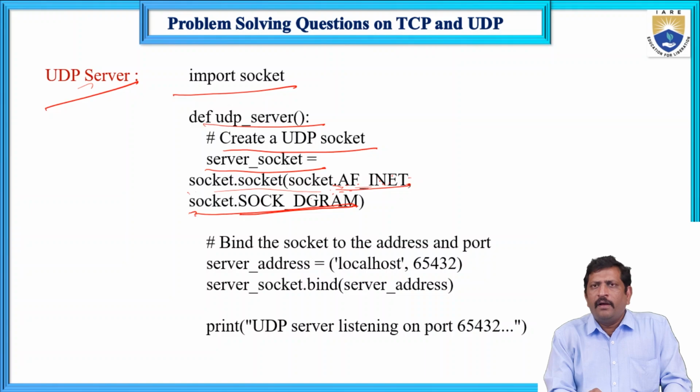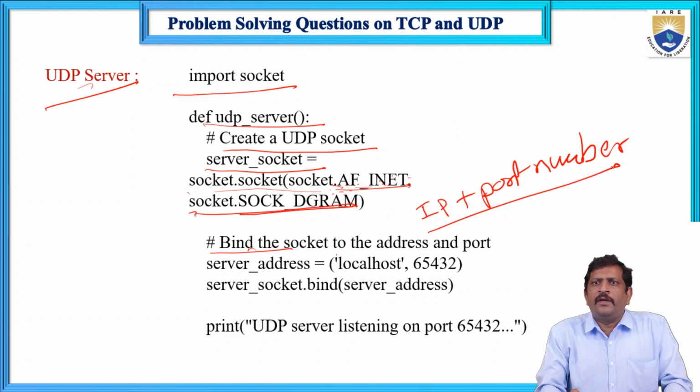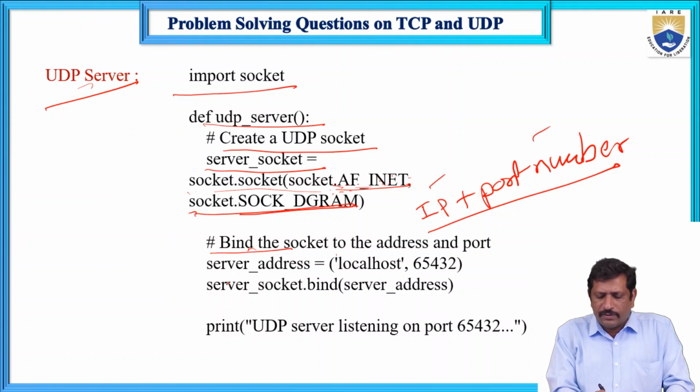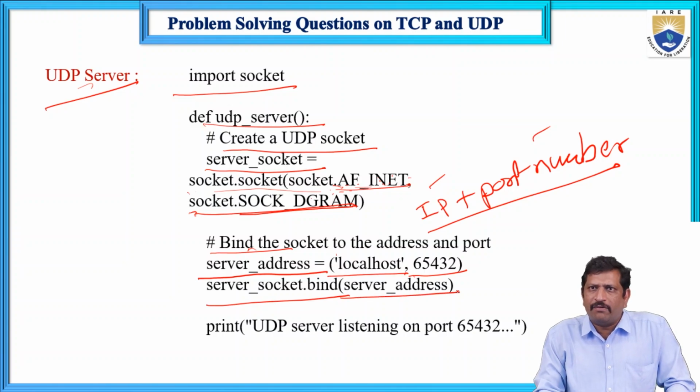After creating the socket at the server side, what we are doing is binding the socket. Whenever we bind the socket, we have to utilize the IP address plus port number. With the help of this IP address and port number, we can bind the socket. Once the socket is bound, it identifies the IP address and port number of the particular host and receives the data. So here the server address is localhost, 65432.